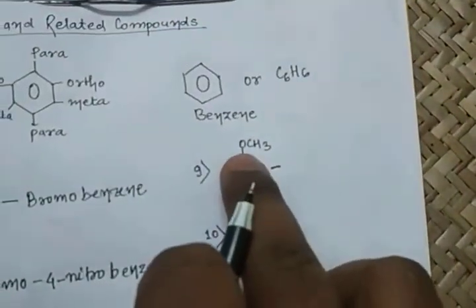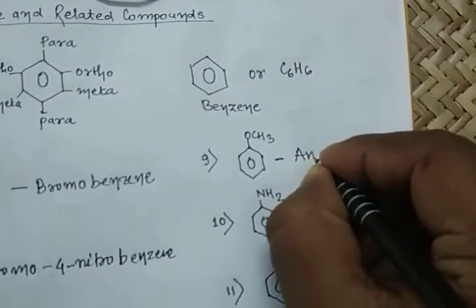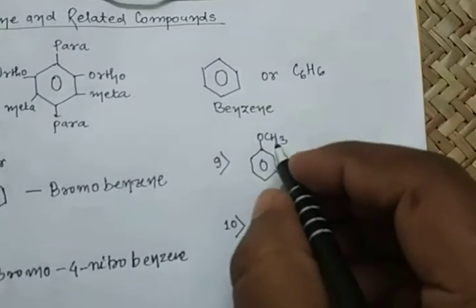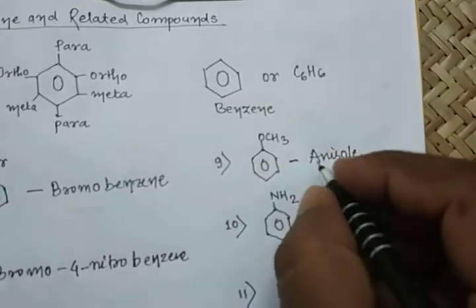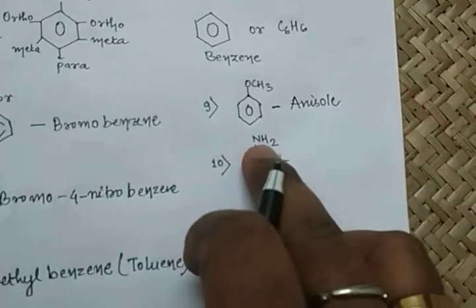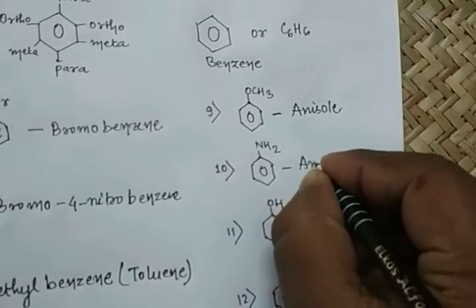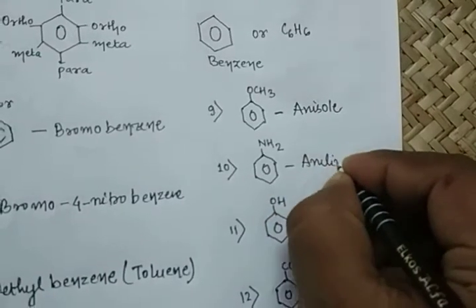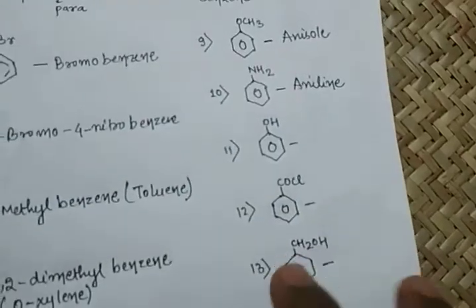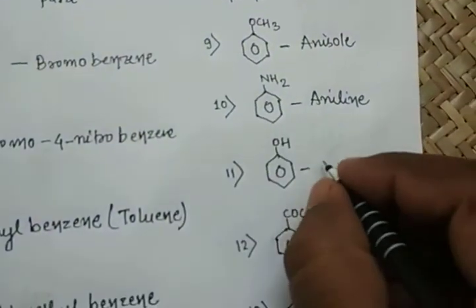Now the next example. Ring attached with OCH3. So you know very well from my last lecture, this is anisole, or common name methoxybenzene. Okay. Ring attached with NH2 group, it is aniline. Just learn that. This is important for both your class 11 and class 12.